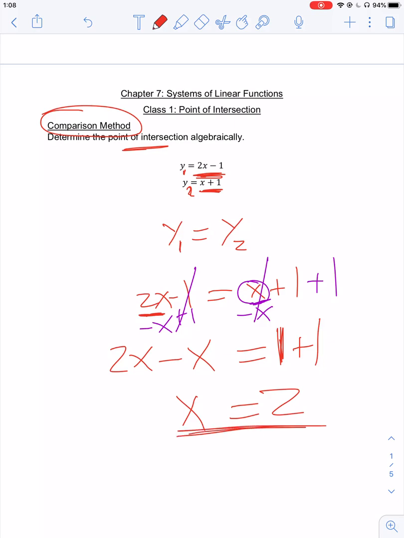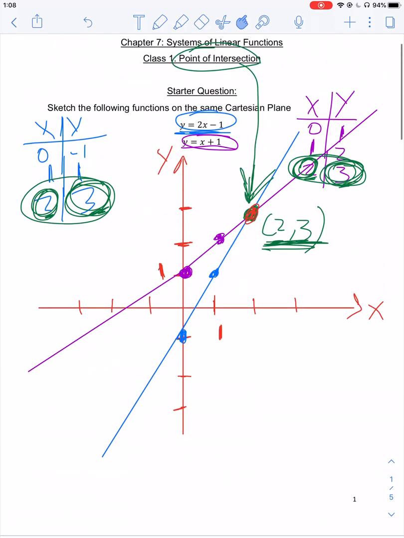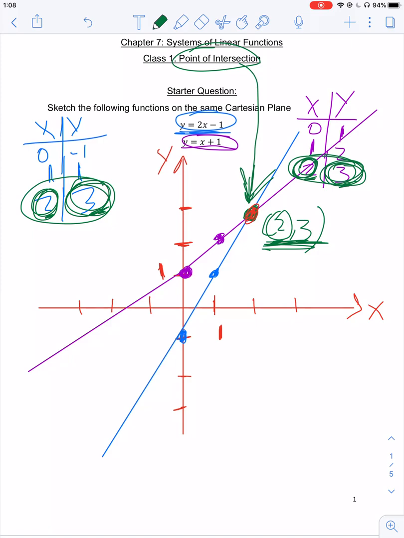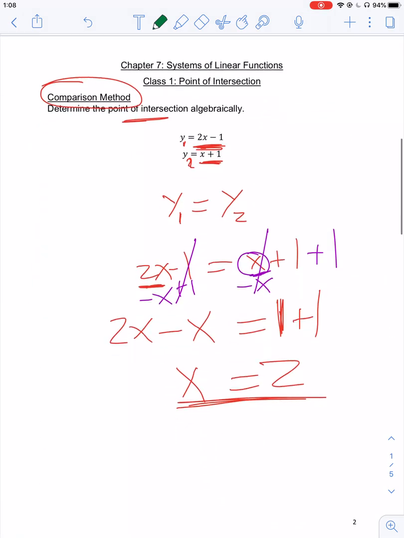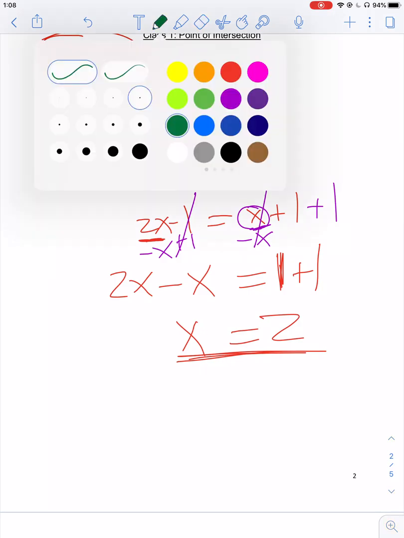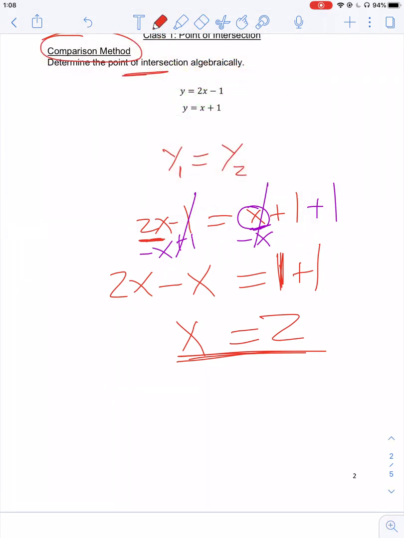Now, this is what I want you to do. Once you find what x is, which is what we have in our starter question, we've done half the work. I know what x is, but how do you find y? That's the question. Remember, once you have your x, it doesn't matter which y you're choosing. You could plug this x into the first equation and find what y is. So let's do that.